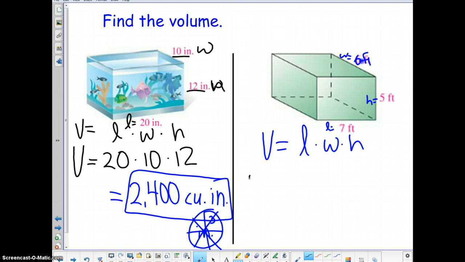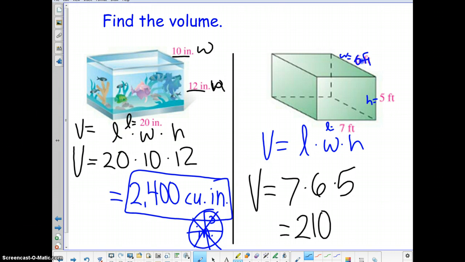So to do that, our volume would be 7 times 6 times 5. If you were to multiply that out, you would get 210 cubic feet. Feet is the units that the length, the width, and the height are measured in, so we have to stay in feet. 210 cubic feet is the volume of that rectangular prism, this green one here off to the right.